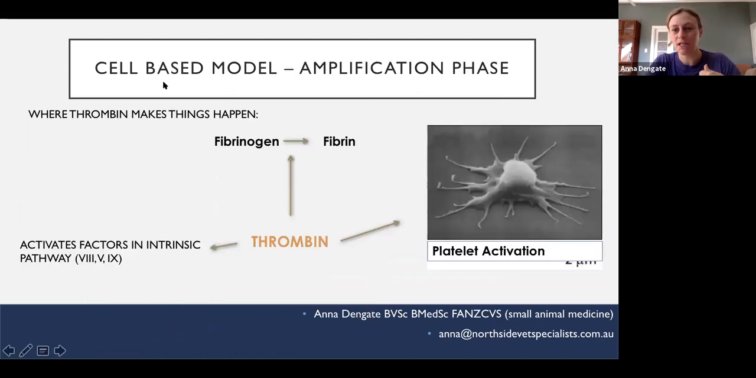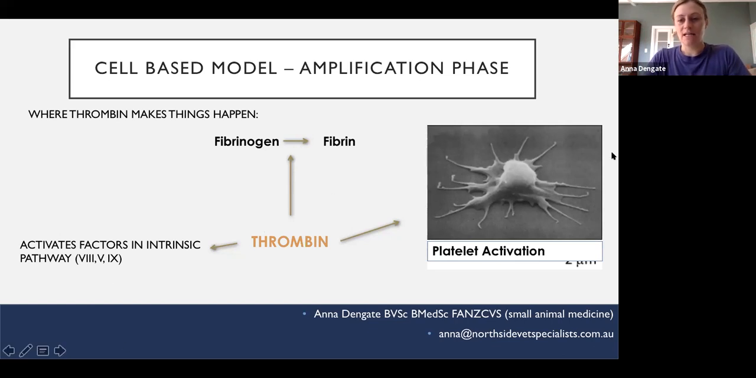So we move on from the initiation phase to the amplification phase. So those tiny amounts of thrombin that were produced, they've turned fibrinogen into fibrin, which is important, but we know it's not enough fibrin to actually make a clot. One of the most important roles that thrombin has is to activate all the other factors in the intrinsic pathway. And it doesn't matter what the numbers are. What you need to remember is that we've got extrinsic triggering or initiating coagulation, and then the thrombin from the extrinsic factor is going to go on and activate the intrinsic pathway.